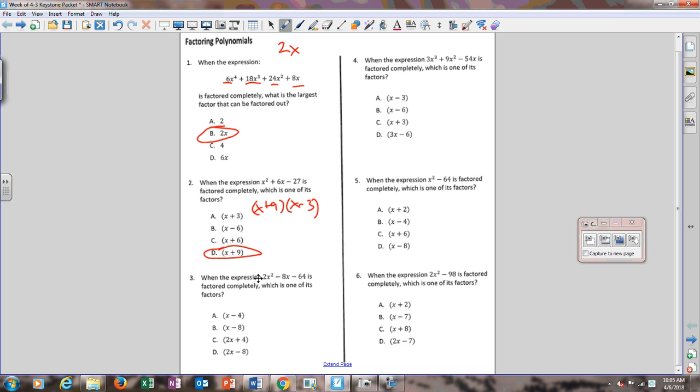Number 3, when the expression 2x squared minus 8x minus 64 is factored completely, which is one of its factors, first thing you have to do is check to see if you can factor anything out of all 3 terms. And in this case we can. We can pull a 2 out, which makes this x squared minus 4x minus 32. And that becomes 2. Then it's an x and an x. And then what multiplies to give you 32 and adds to give you negative 4. It's going to be minus 8 and plus 4.